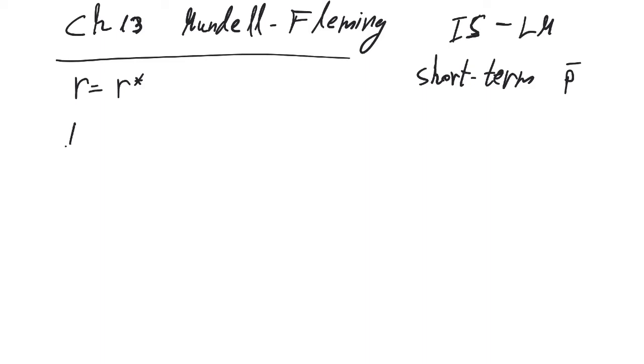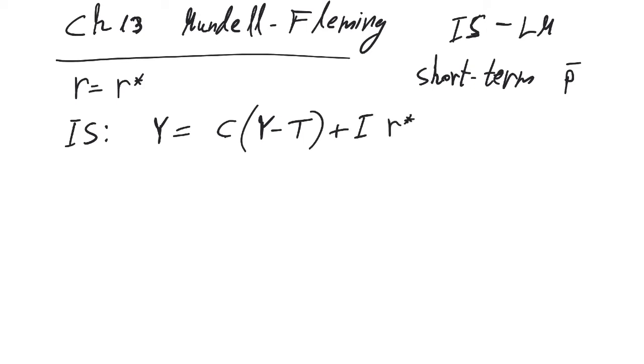And so the IS is, as usual, the consumption as a function of Y minus T, plus I as a function of r star, plus G plus net exports. This time we're going to use the nominal interest rate because the prices are fixed.